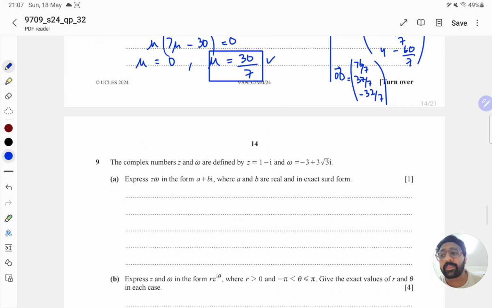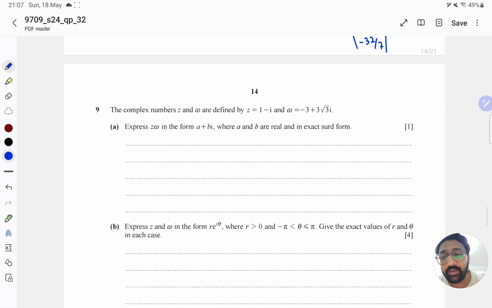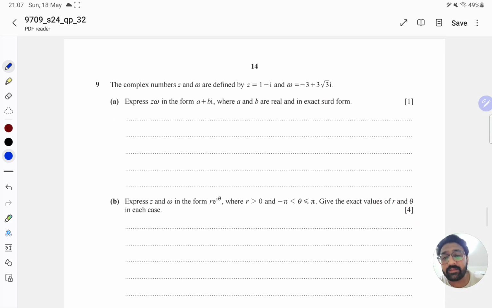Question number 9. Question number 9 says that the complex numbers z and w are defined by this. So we need to express zw in Cartesian form, x plus iy or a plus bi. So let's write it there. It is going to be zw. I have to just do the expansion into 3 plus 3 square root of 3i.